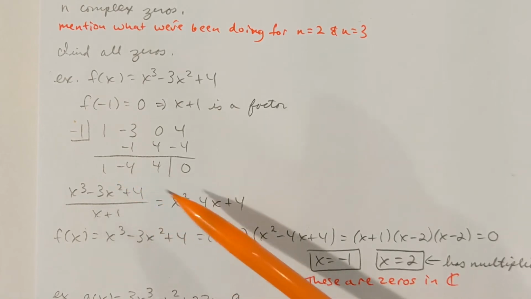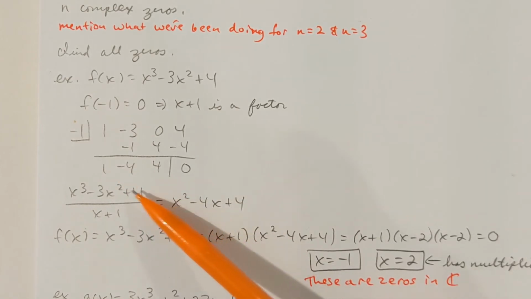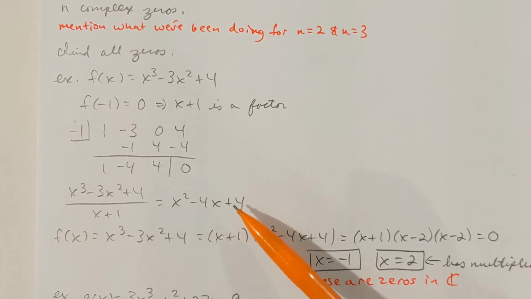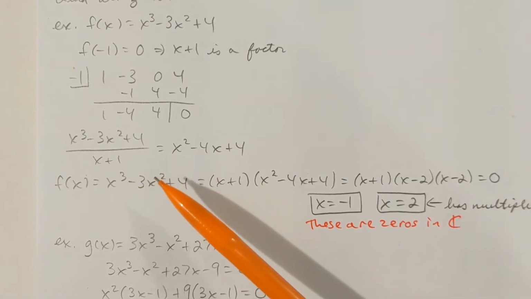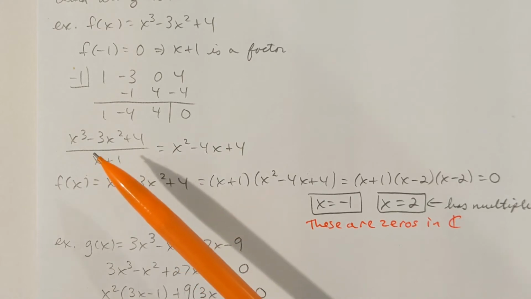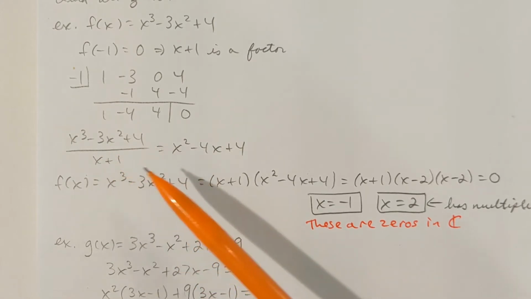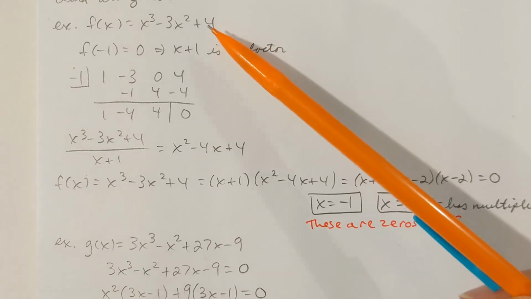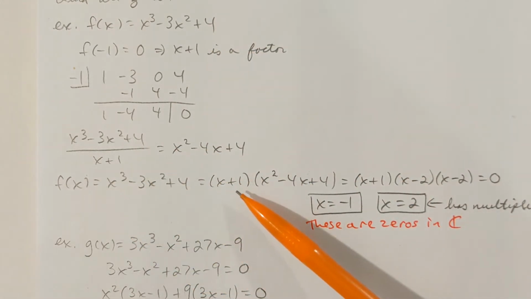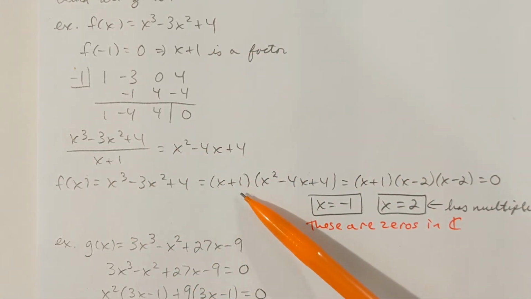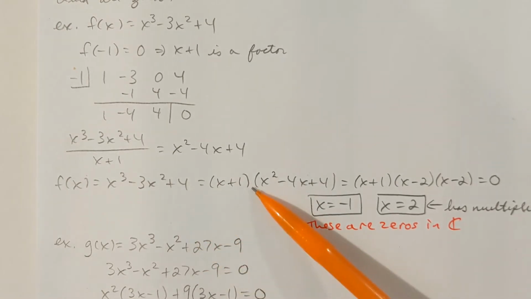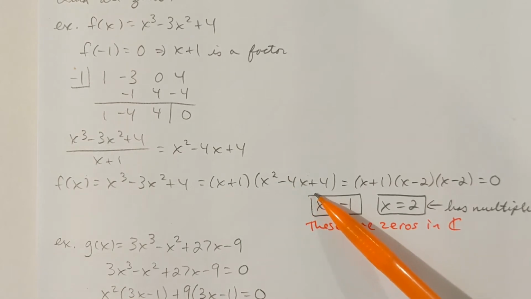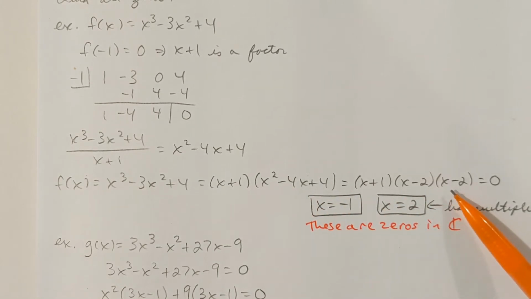Now, I'm more interested in what's to the left of 0, because when I divide, I'm going to have 1 times x squared, or just x squared, minus 4 times x, plus 4 with a remainder of 0. In this equation, if I then multiply both sides by x plus 1, then I'll have x cubed minus 3x squared plus 4 all alone on the left. That's what I'm calling f of x in the problem. And on the right, I've got x plus 1 times x squared minus 4x plus 4. Now you can see that I've already started to factor f of x. This guy here is going to factor further as x minus 2 times x minus 2.